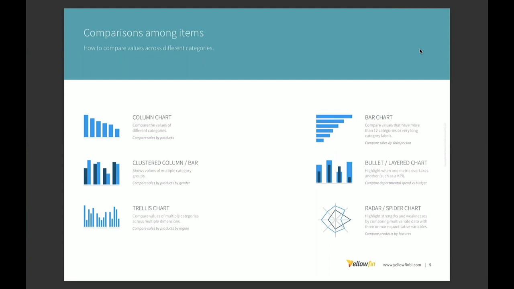If you have multiple categories, like sales of products by gender and region, you could use a clustered column or bar, or even a trellis chart. Next, we'll look at charts that compare over time.